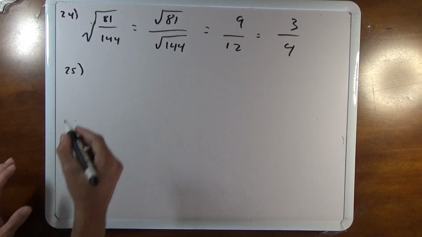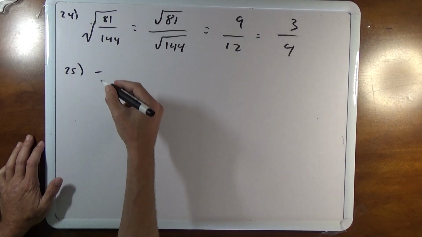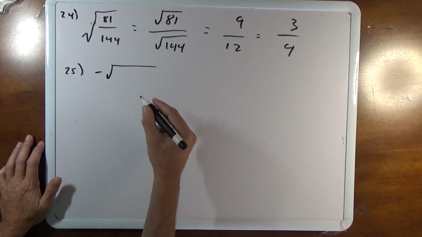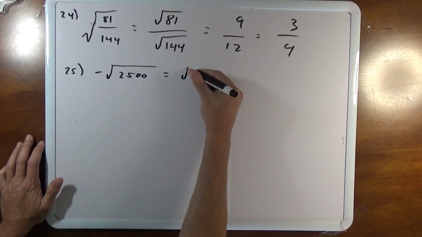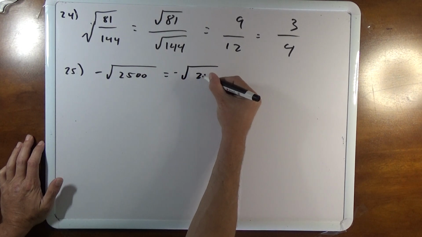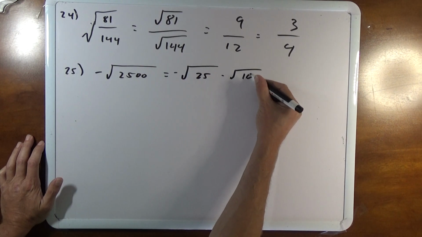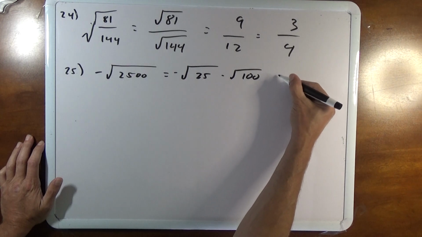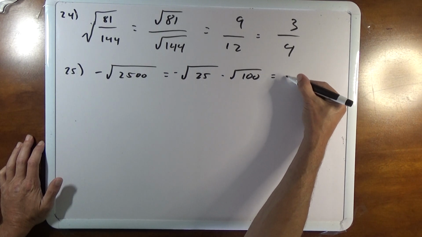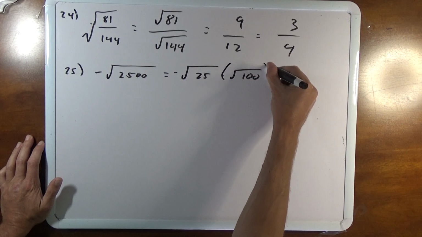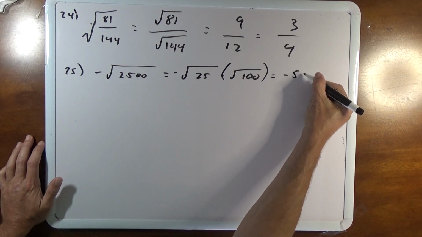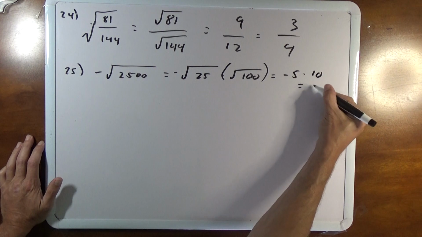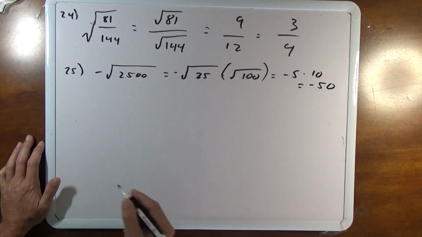Okay, this says simplify the opposite of the square root of 2500. I could say that's the opposite of the square root of 25 times the square root of 100, which is equal to the opposite of 5 times 10, or -50. That's not another negative.